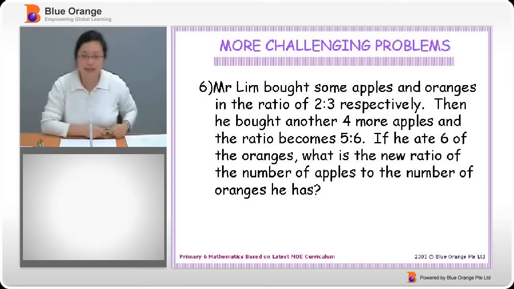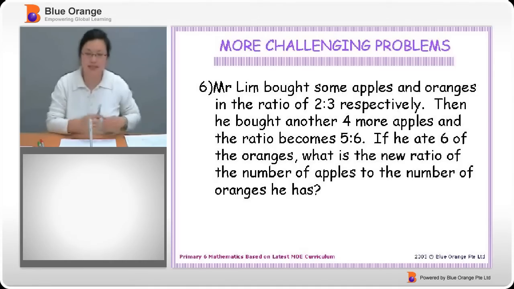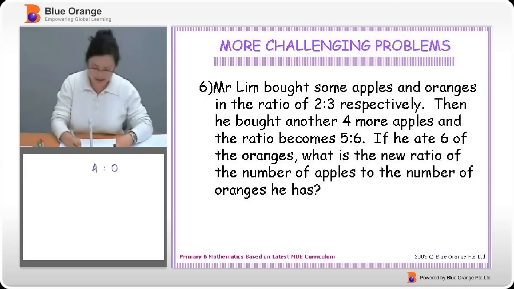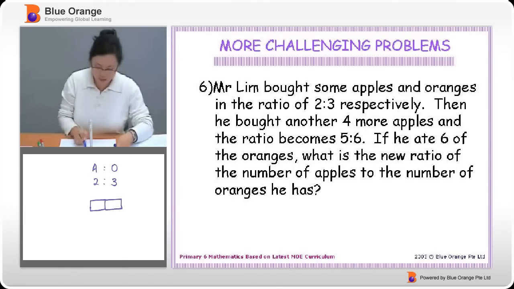Now what we have here is that we have 2 sets of ratio. The first one is at the beginning, 2:3, and then the second one is after he bought 4 more apples. So let us look at apples to oranges, and we have 2:3. From here we're going to draw the model. For apples you have 2 equal parts, and for oranges you have 3 equal parts.